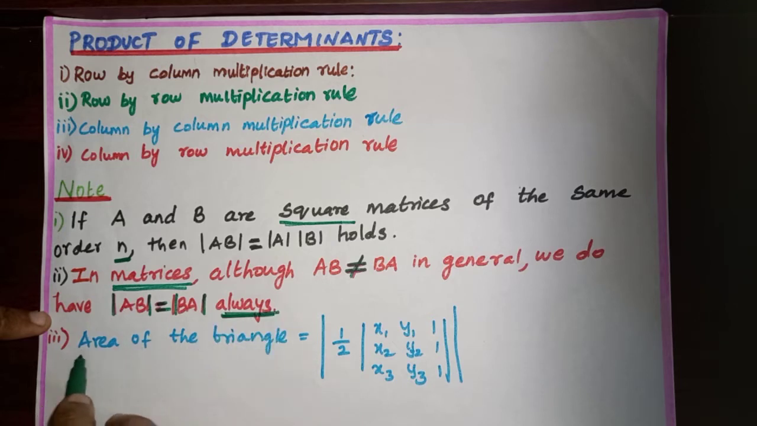Next, area of the triangle. The formula to calculate the area of the triangle is the absolute value of 1 by 2 times the determinant of x1, y1, 1, x2, y2, 1, x3, y3, 1.